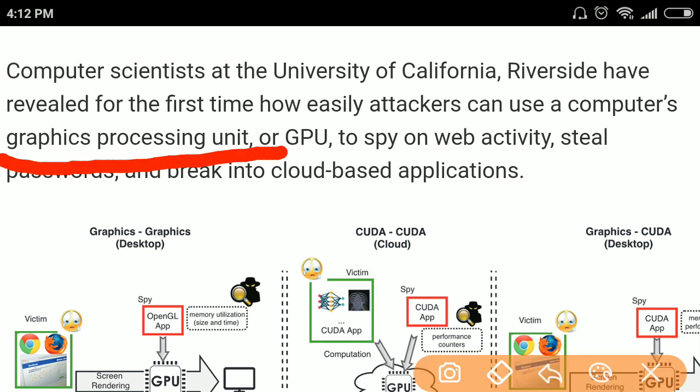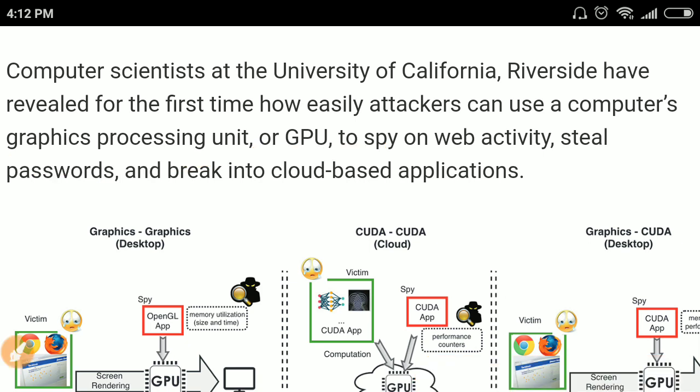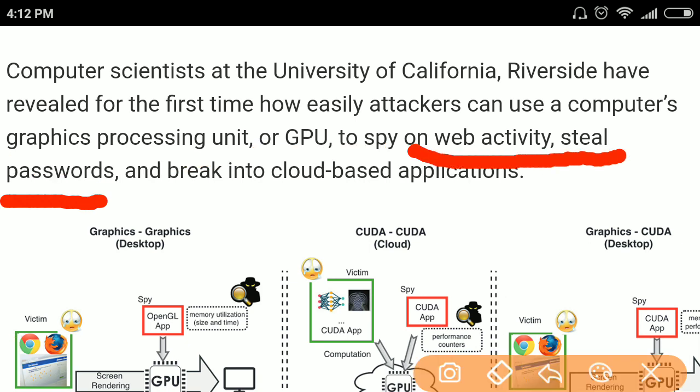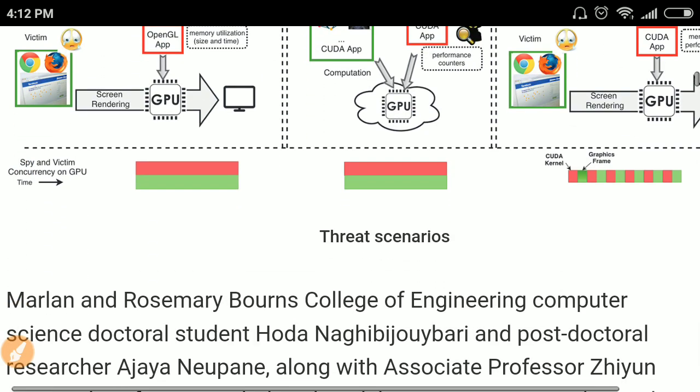Actually they used this graphics processing unit, or GPU, of Nvidia to spy on the web activity or steal the password of a user, or to break into the cloud-based application if this GPU is being utilized for it.